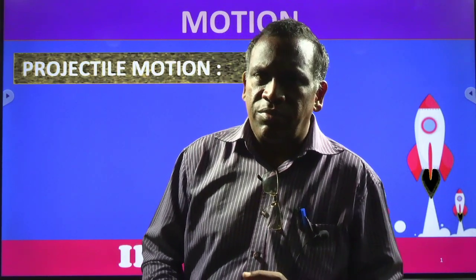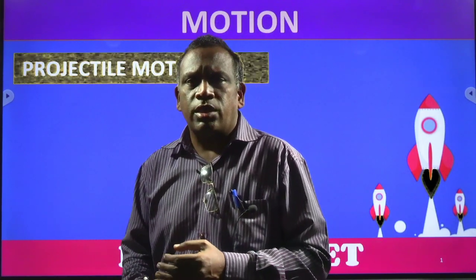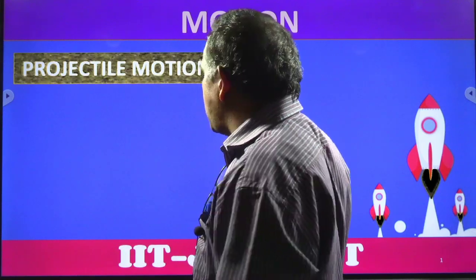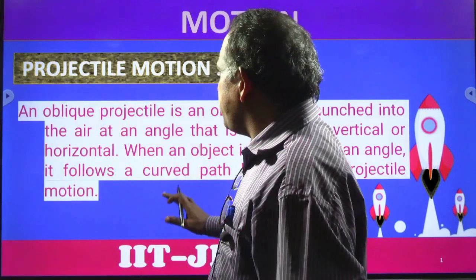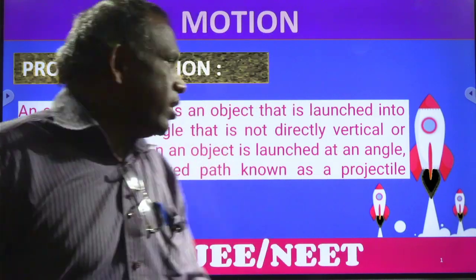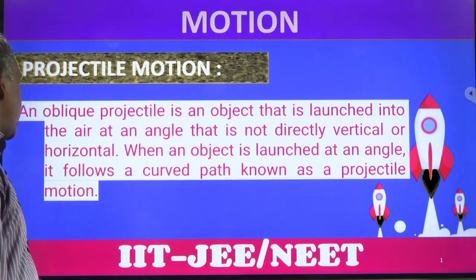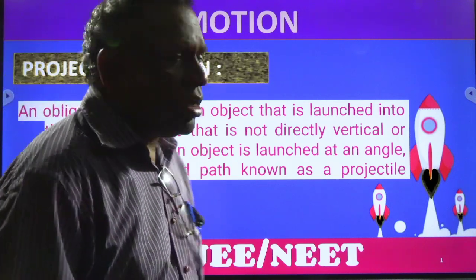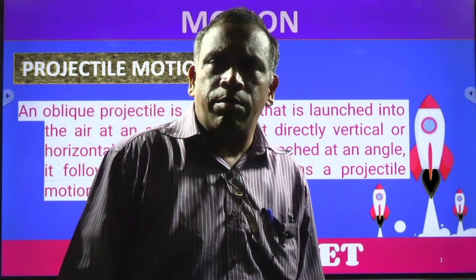On an inclined surface also you can project a body. In projectile motion, basically in an oblique projectile, an object is launched in the air at an angle. Not directly vertical or horizontal; when an object is launched with an angle, it is called a projectile.